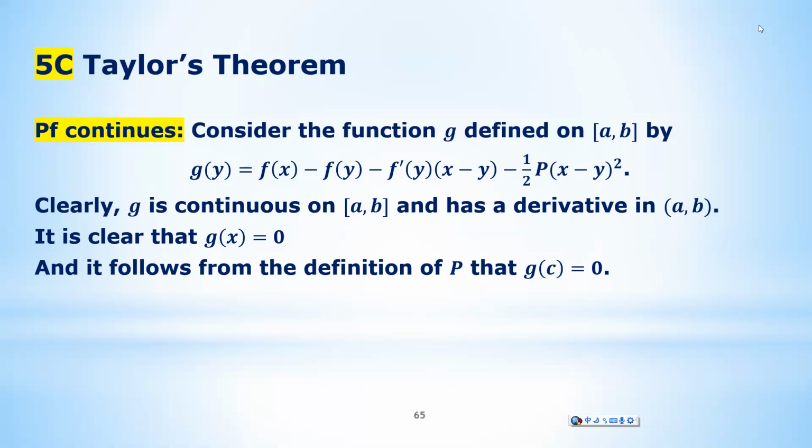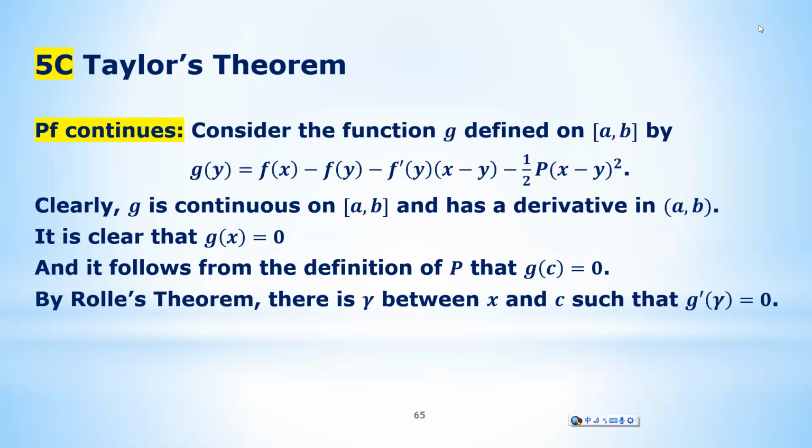Now, you have a function that equals 0 at one endpoint, x, and g(c) equals 0 at the other point. Then I can apply Rolle's theorem, which we talked about last time. Rolle's theorem says that there is a gamma between x and c such that g prime(gamma) equals 0. So that's the key point. I connect this problem with the previous result, Rolle's theorem or the mean value theorem. Now this will imply our final result.